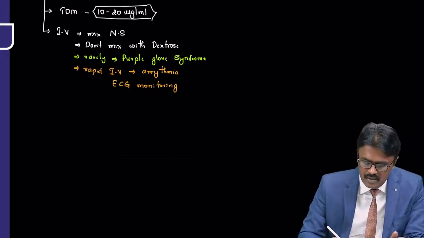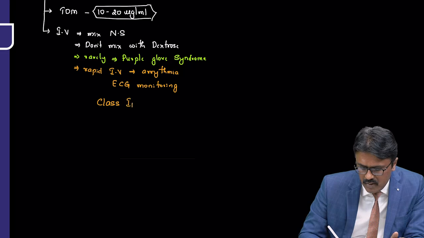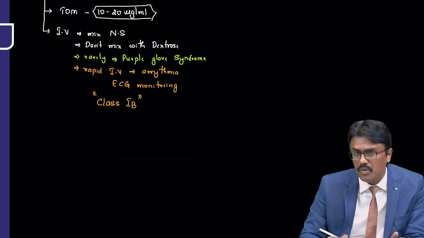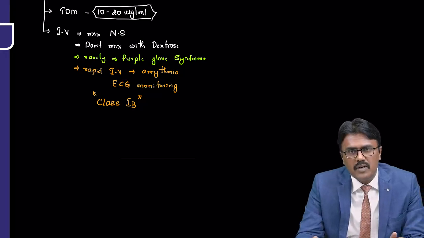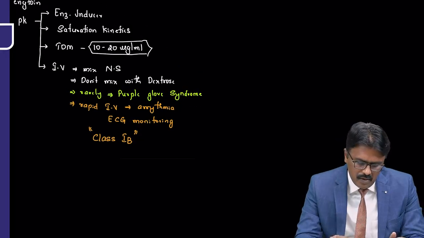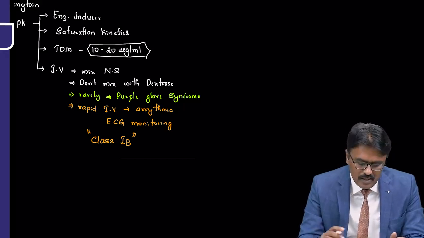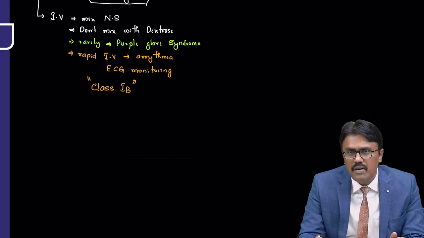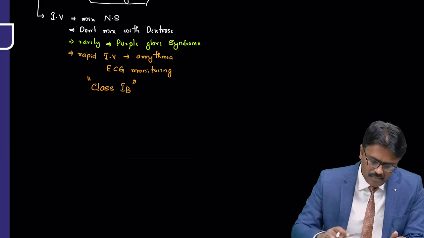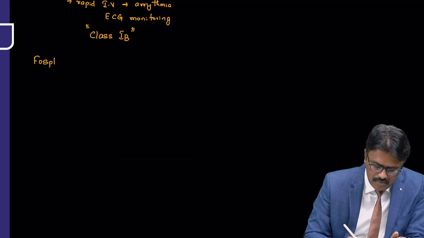Why can it cause arrhythmia? Phenytoin belongs to which class? It is a class 1B antiarrhythmic. And you know that antiarrhythmics, if you increase the dose, can themselves cause arrhythmia. So very much important. It's an enzyme inducer, follows saturation kinetics, requires therapeutic drug monitoring, and IV when you are giving, very, very important. You can mix it with normal saline. Don't mix with dextrose.